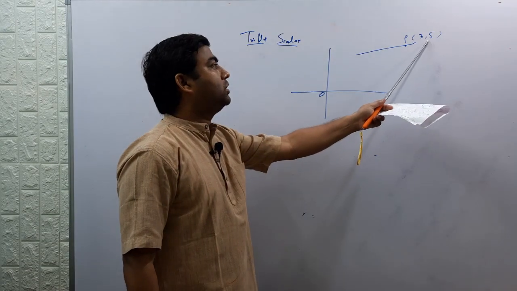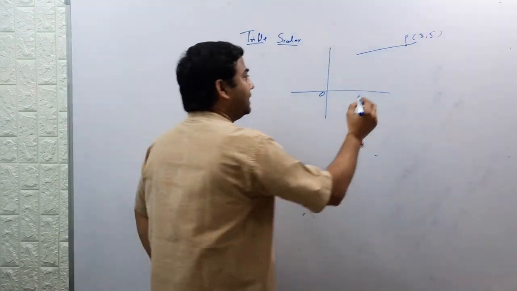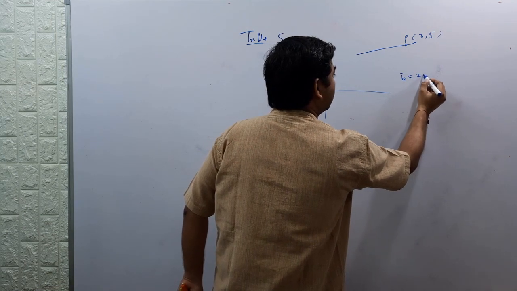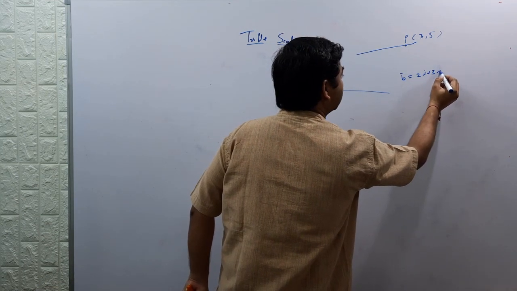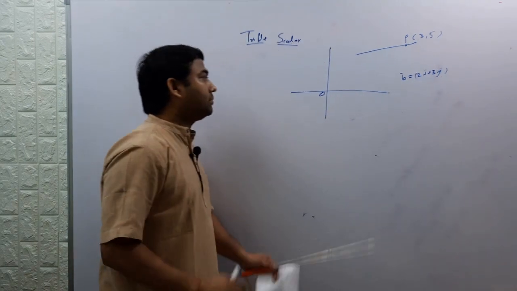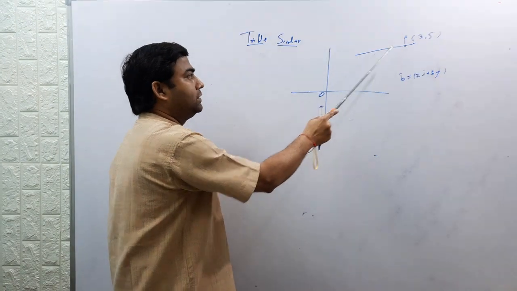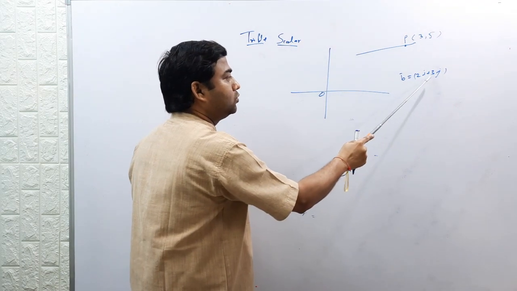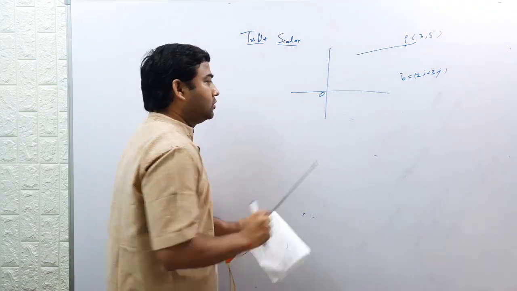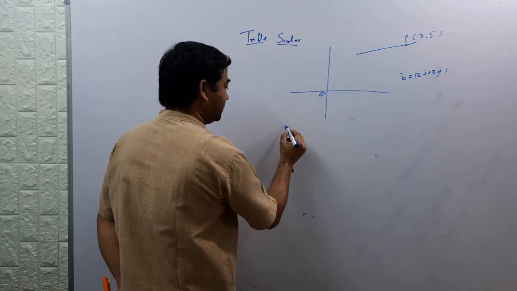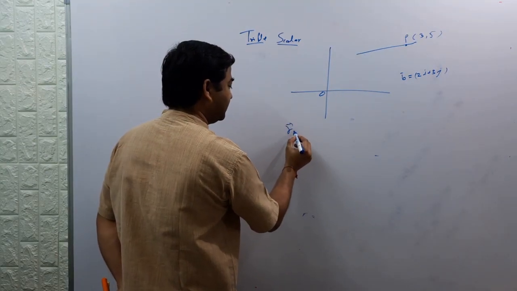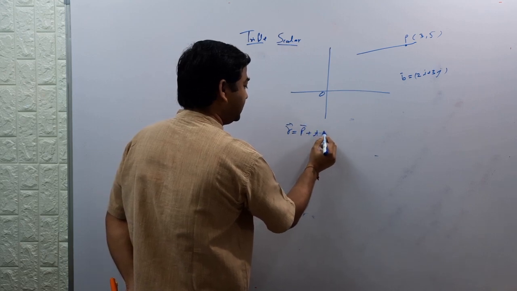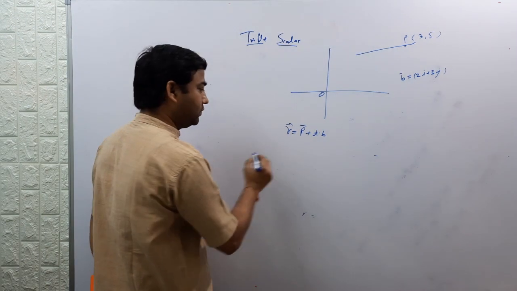The line passes through this point (3, 5), and this line is parallel to the vector B equal to 2I plus 3J. So this is a line which passes through point (3, 5) and is parallel to the vector 2I plus 3J. So the vector equation, the vector equation of a line, is R equal to P plus TB.